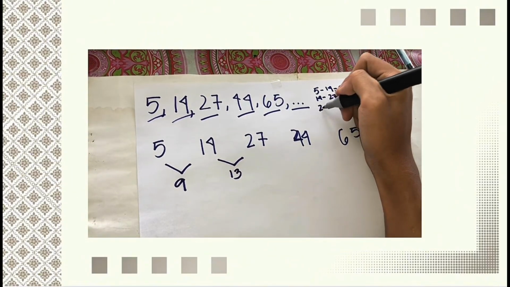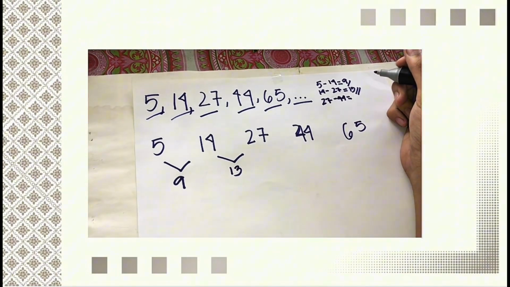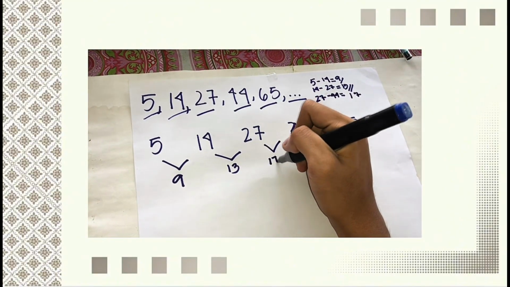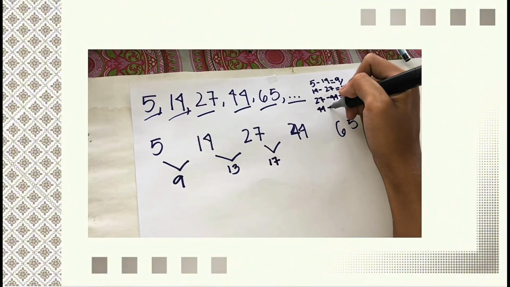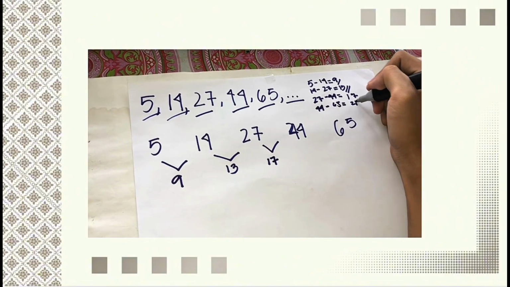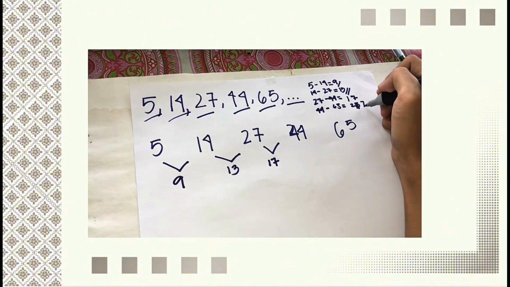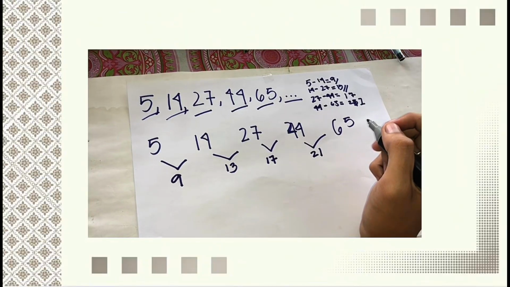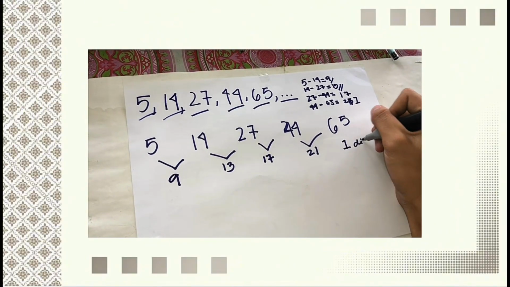So now let's move forward to the third term, which is 27 minus 44 equals 17. So the common difference between 27 and 44 is 17. That's why I put the number 17. Then we subtract 44 minus 65, which equals 21. So the common difference between 44 and 65 is 21. That's why I wrote 21 on the first difference.